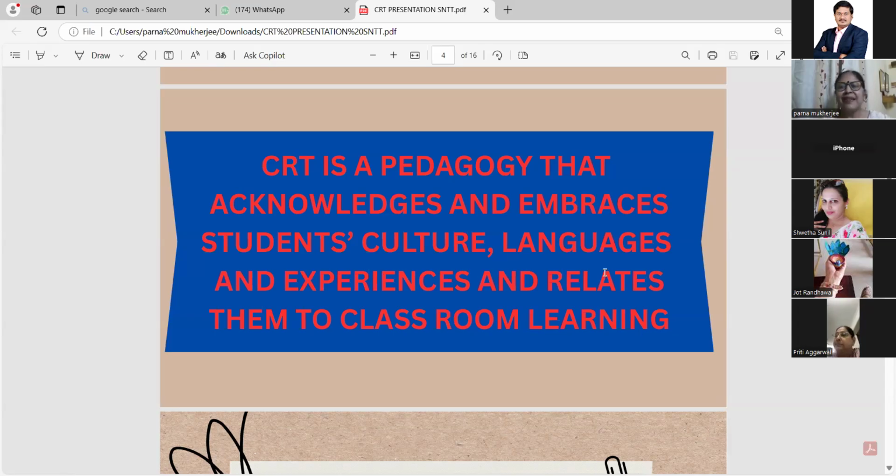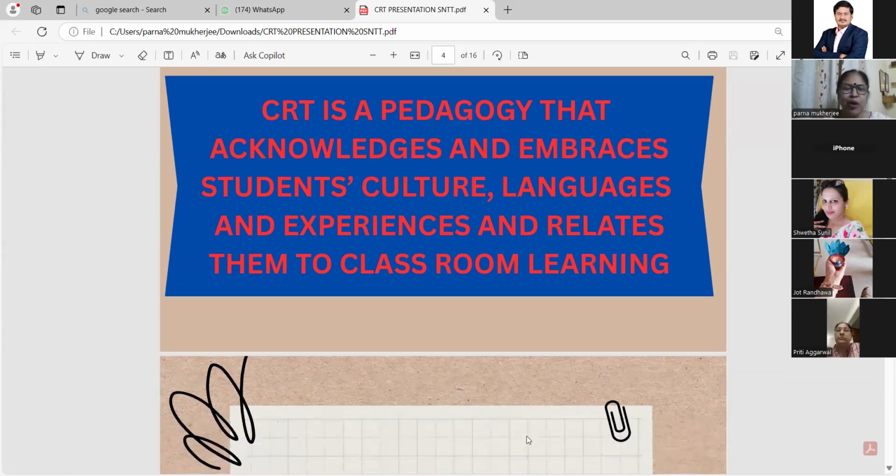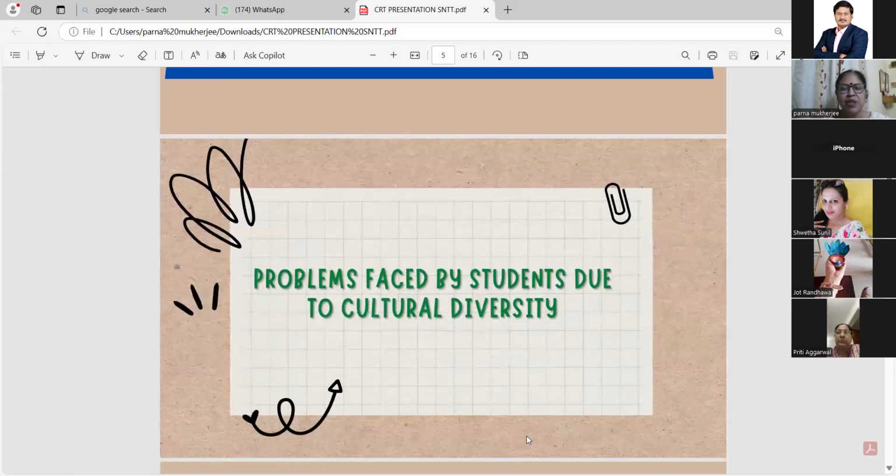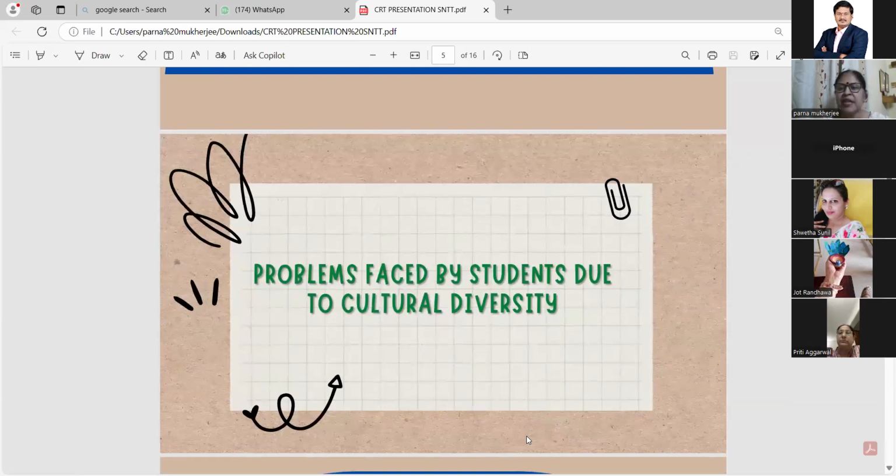Okay, let me lead you into it. See, what does the NEP say? Every child has the right to education, whether you are on a transfer move or from the lower class, everybody should have a right to their education. But then, when a child who is not exposed to a particular place finds a barrier in teaching, let's see what are the problems faced by the students due to cultural diversity.